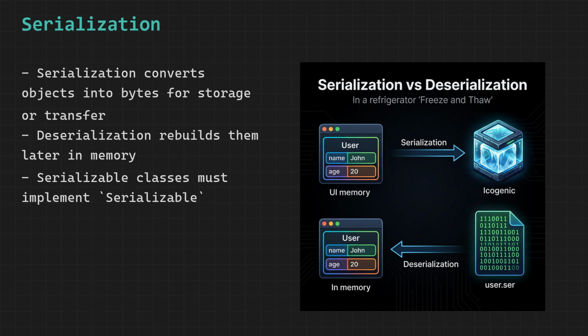Deserialization is the exact opposite process. It takes that flat stream of bytes, whether from a file or a network or anywhere else, and reconstructs the original object in memory exactly as it was at the time it was serialized. All the fields get their values restored and you end up with a fully working object again, as if it had never been converted to bytes at all.